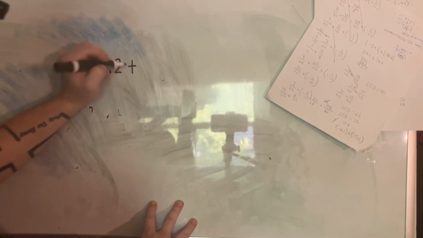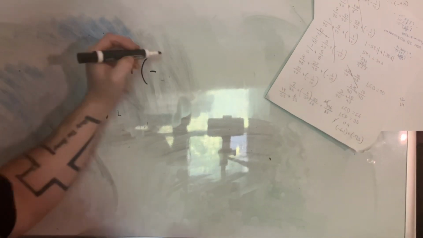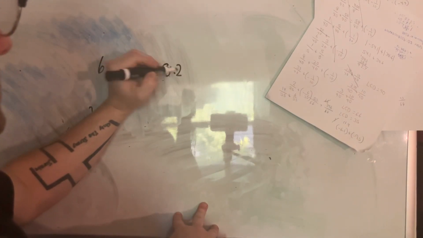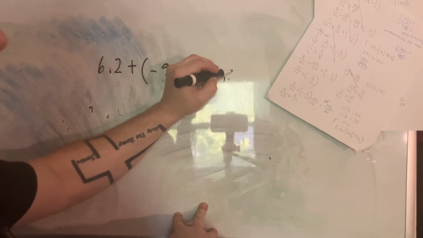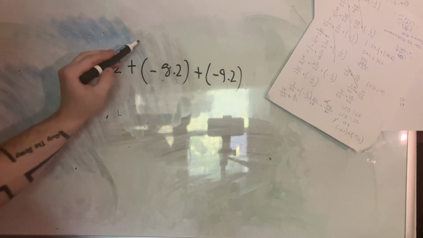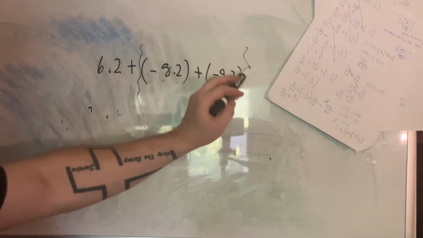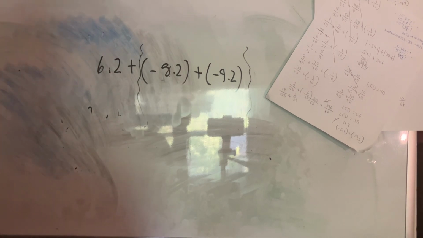6.2 plus negative 8.2 plus negative 9.2. So we want to break this problem down. We're going to worry about the 6.2 later. So right now we're going to focus on these two numbers in parentheses.